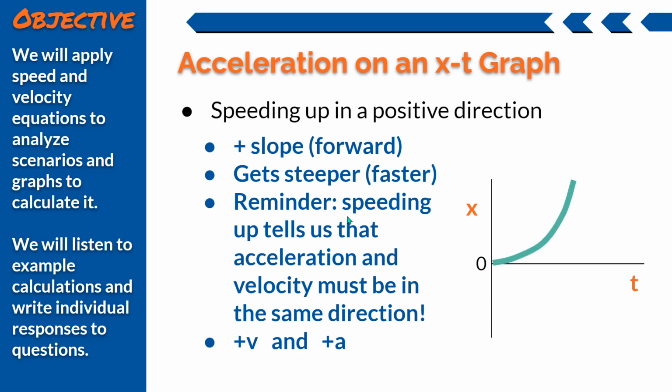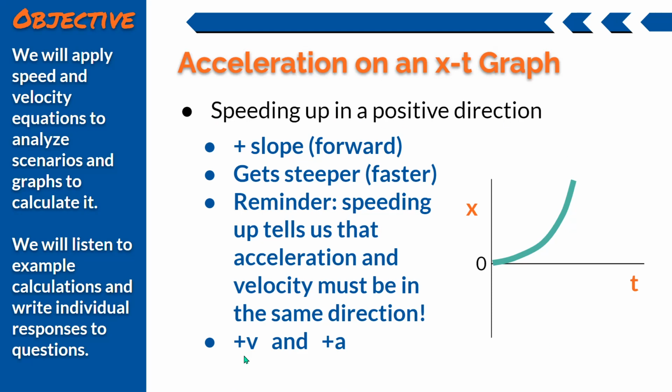Okay, reminder, speeding up tells us that acceleration and velocity must be in the same direction, which means that I have positive velocity and positive acceleration here. I know I have positive velocity because it says I'm going in a positive direction. I know I have positive acceleration because it says I'm speeding up while going in that positive direction, and that means that the signs have to be the same. Okay, so again, this is the first example scenario that you'll encounter: an object that is speeding up while moving in a positive direction.